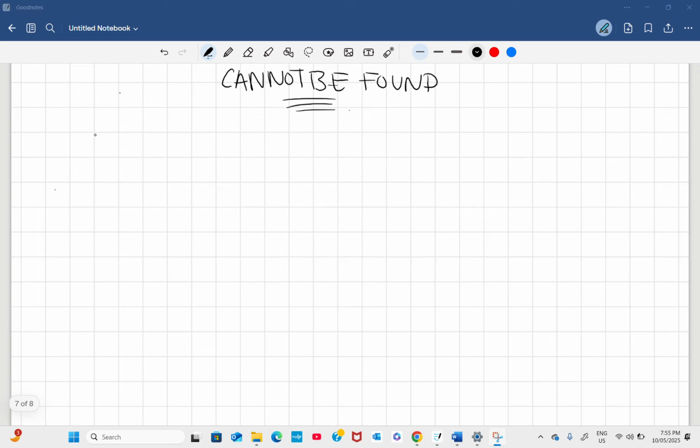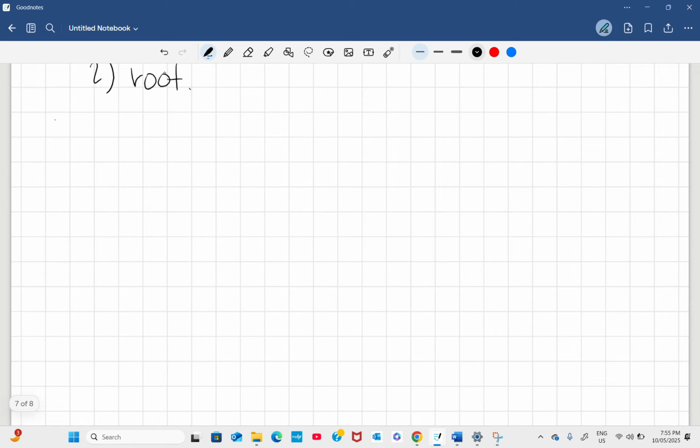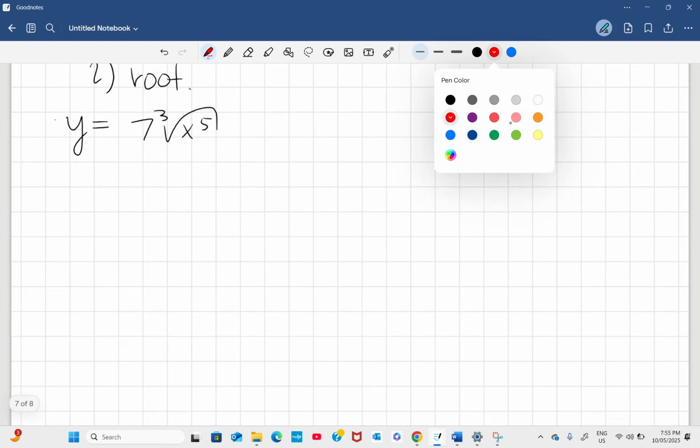Now I have my second case where I cannot find the derivative: when I have a root. Let's take an example so we can understand it better. Let's say I have y is equal to 7 times the third root of x to the power of 5. Here I cannot find the derivative since I have a root.